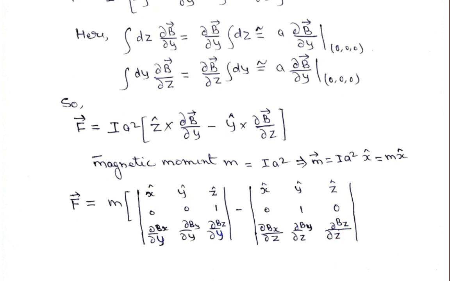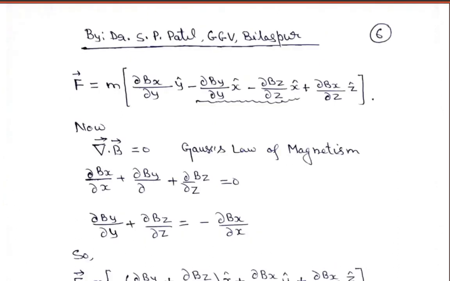If you do the calculation, the cross product, what we will get is m times del bx upon del y y unit vector, minus del by upon del y x unit vector, minus del bz upon del z x unit vector, plus del bx upon del z z unit vector. If you see, these are two x components and these are two y components.